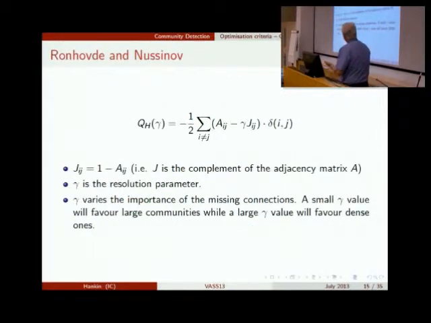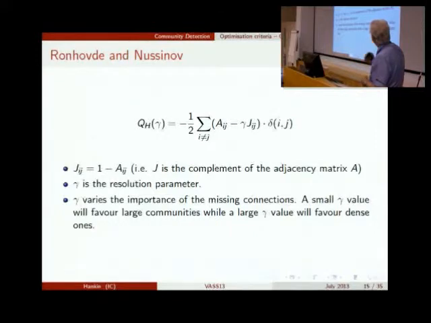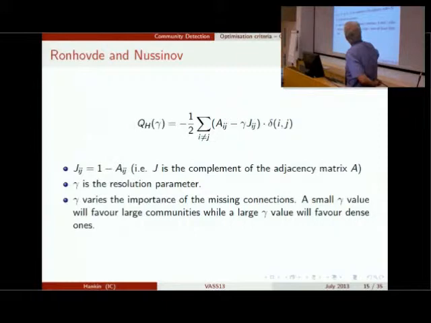There's one other global criteria which is well studied in the literature, which is this one here, which isn't based on the Newman approach, so I thought I'd include it just to show you that modularity isn't at the heart of everything. There are other approaches. This is doing, in principle, the same kind of thing as Newman did, but not using random graphs. The J here is actually the complement of the adjacency matrix.